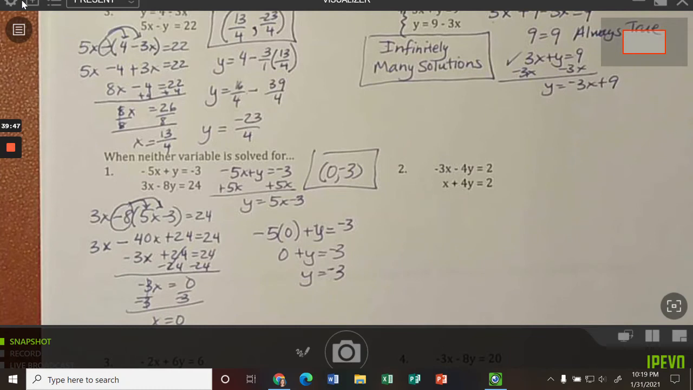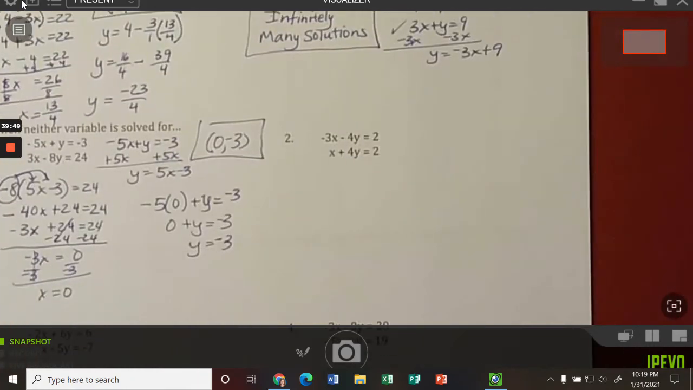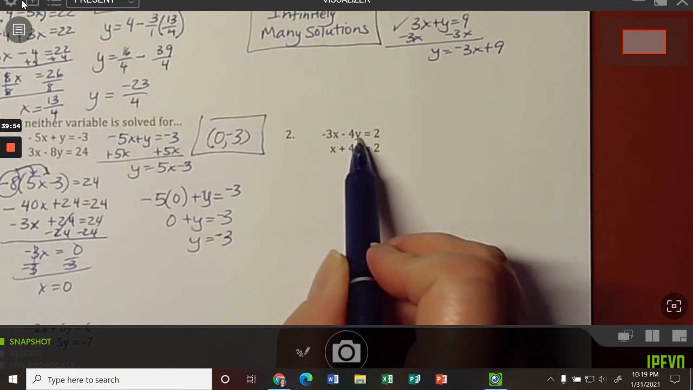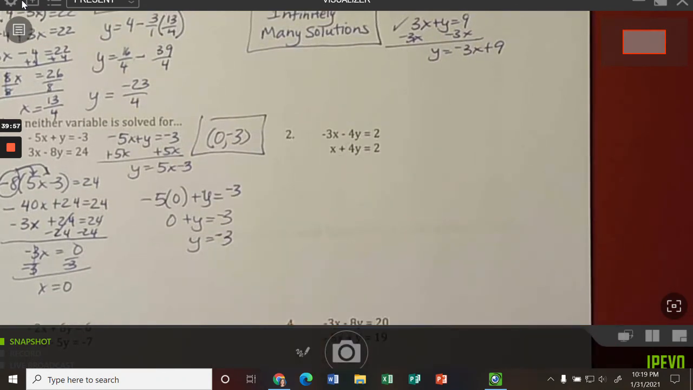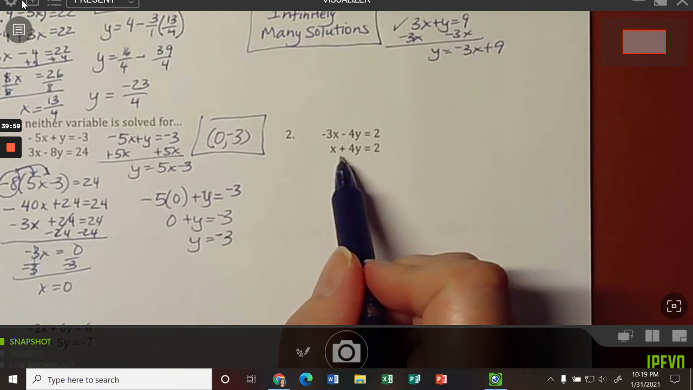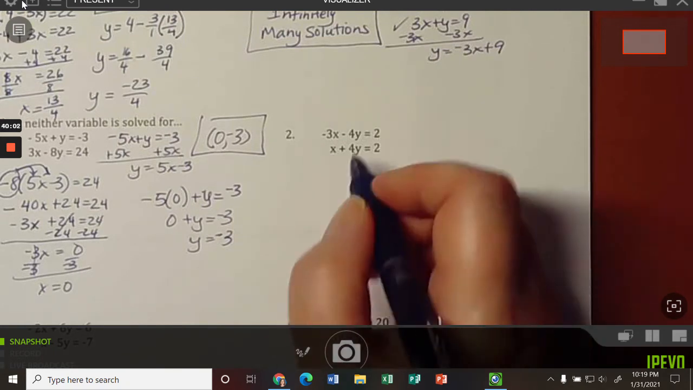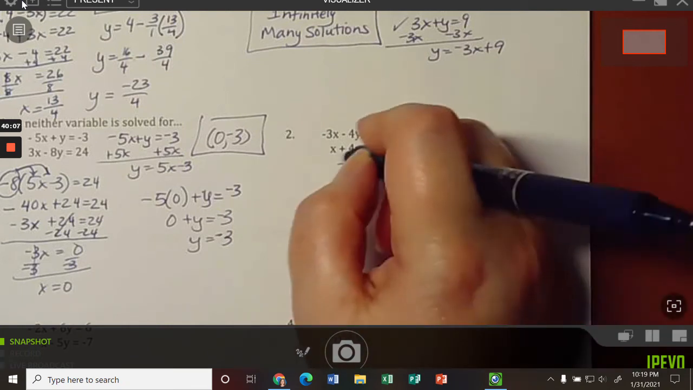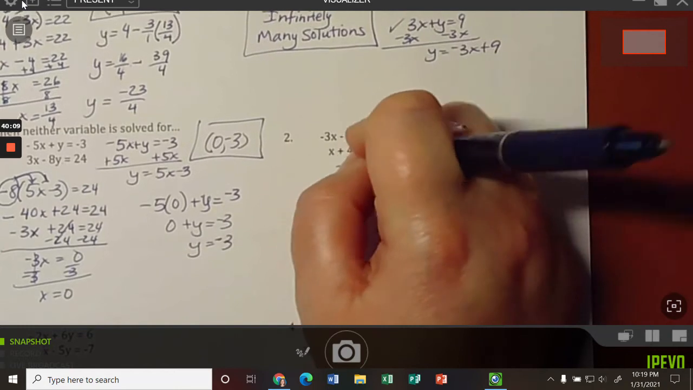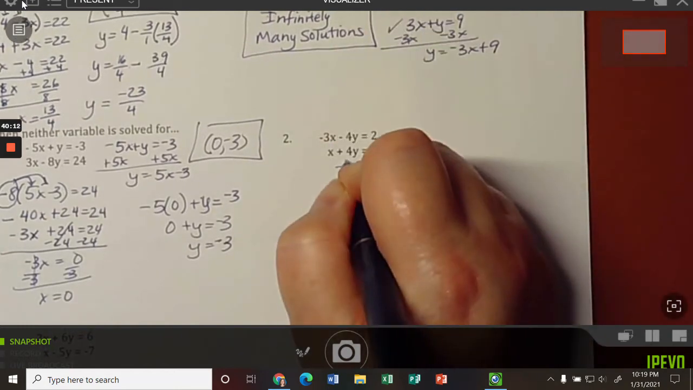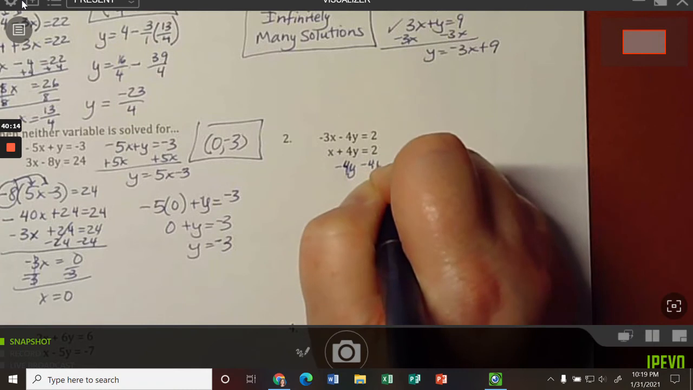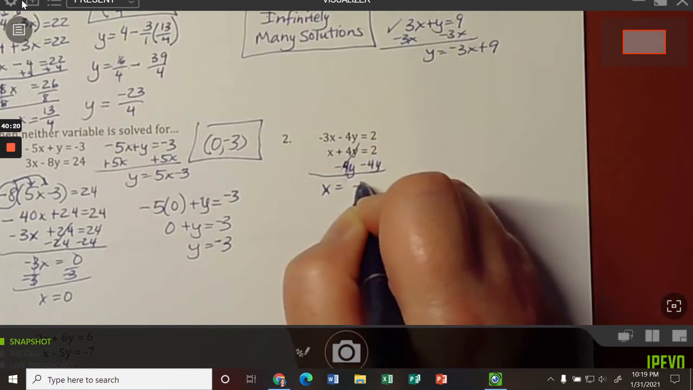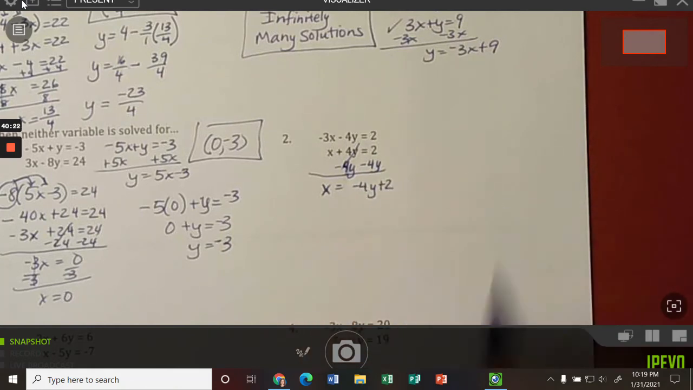Okay, so let's take a look at number 2. And first we want to decide which variable we are going to isolate. Okay, the top x, the top y, the bottom x, or the bottom y. We probably want to isolate this bottom x. It already has a coefficient of 1. So let's subtract 4y from each side. I'll make that a little neater. So x is equal to negative 4y plus 2.